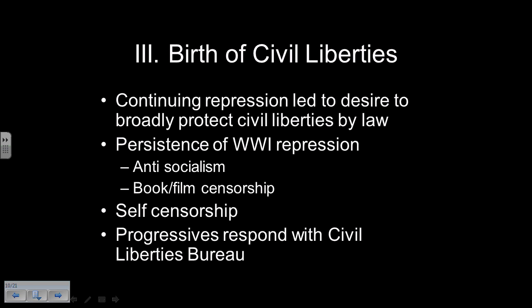In the face of a conservative Supreme Court, a conservative government, conservative business practices, people who demanded a protection of individual rights went a different direction. And thus was born civil liberties.